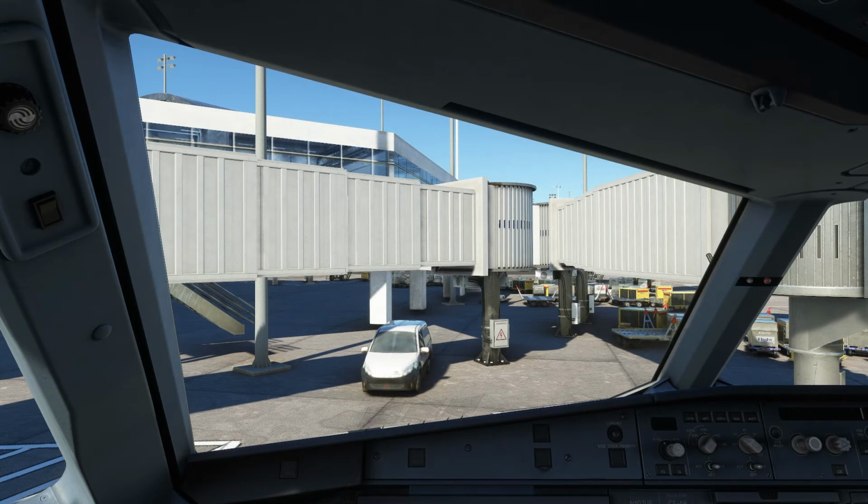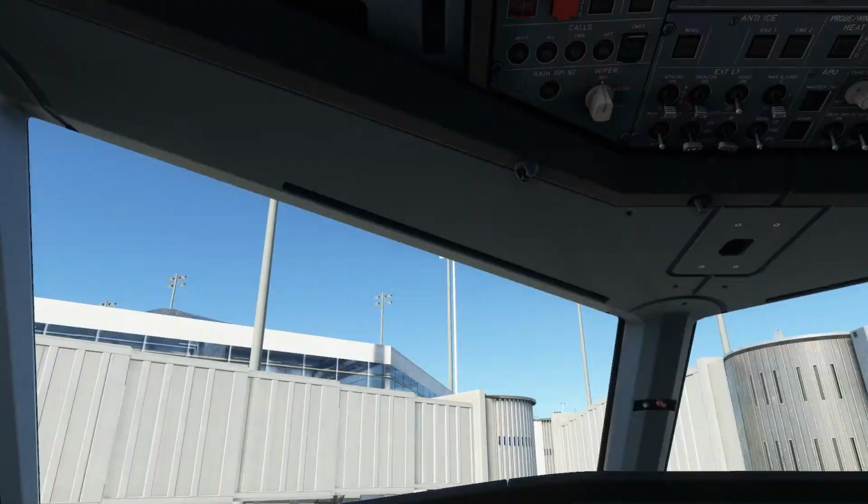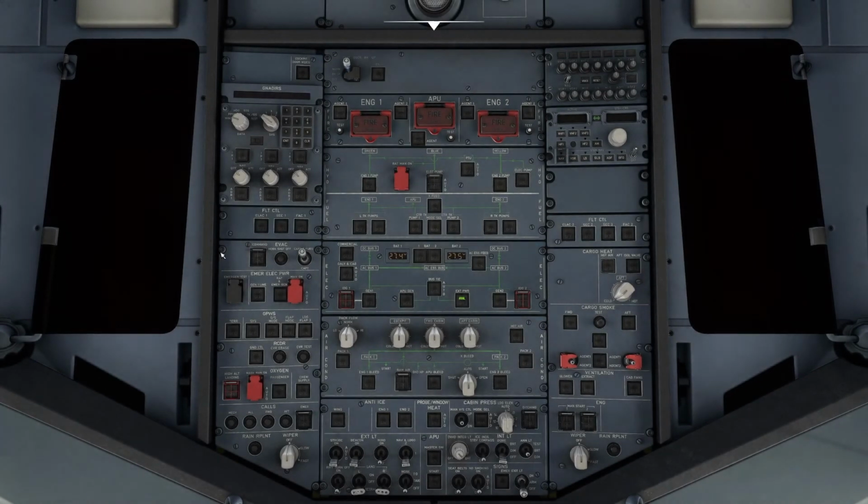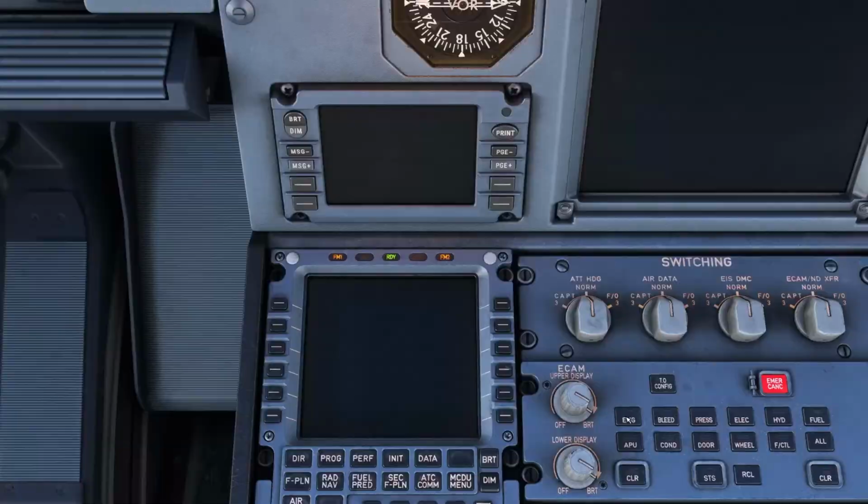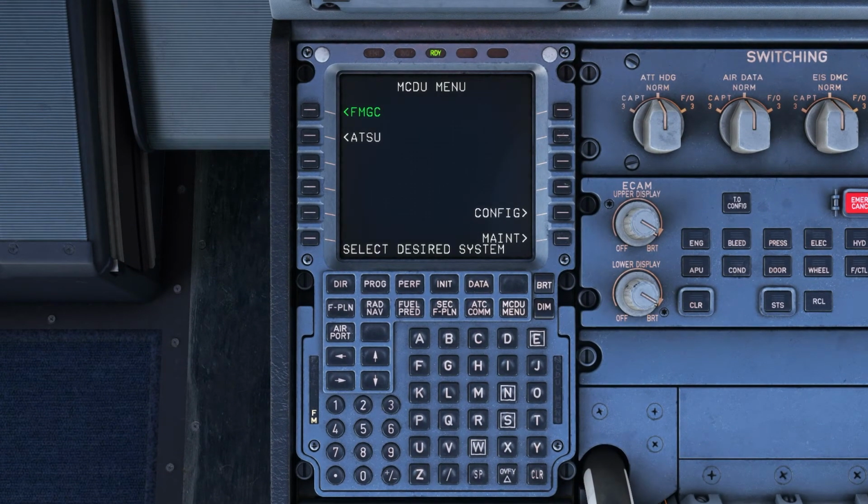So what I'm going to do, let's see if I can do this. All we need is electricity here. Alright, that should be good enough. Go down to the MCDU, and everything should start waking up here. Okay.